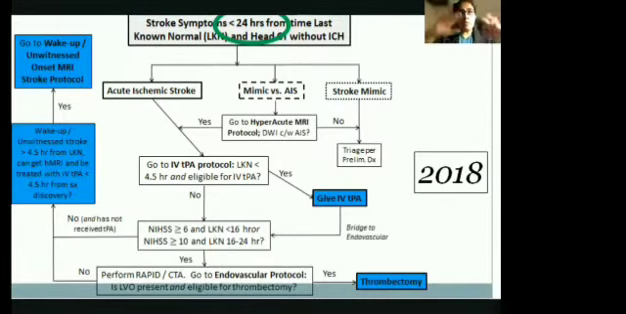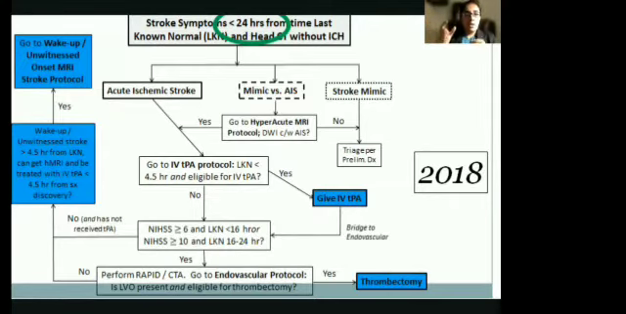So this is the beautiful chart which came across because of all these trials: if you have a patient under 4.5 hours, well, give your IV TPA. You have a very high NIHSS score, let's say more than 10, and then the last seen normal is very important. If you still have it at 16 to 24 hours, you can do a CT angiogram. You need to go and follow the endovascular protocol.